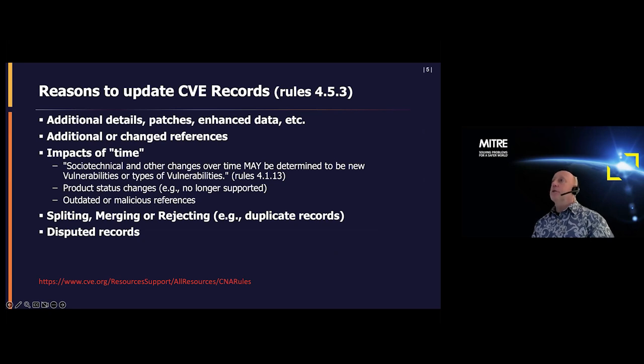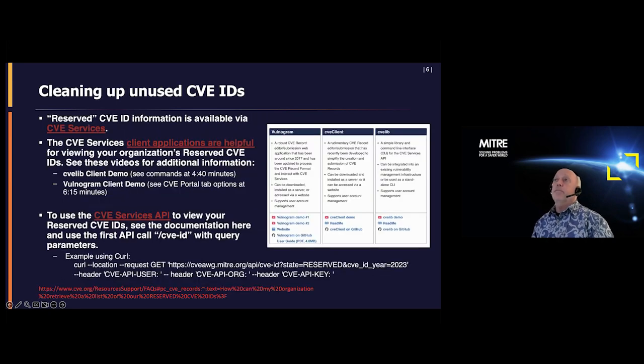Product status changes, or hey, maybe there's a reference in there that now somebody took over that domain, and that reference is now actually evil or malicious. You want to get that out of there. So those are all wonderful reasons to update a record. Or if records need to be split, merged, or you're rejecting, like for duplicates, feel free to do those. Disputed records, when a CNA is working with somebody and a record is disputed, you might add the disputed tag. Let us know if you have questions, or let your root know if you have questions about how to do that. You can do all these with some of the tools that are out there.